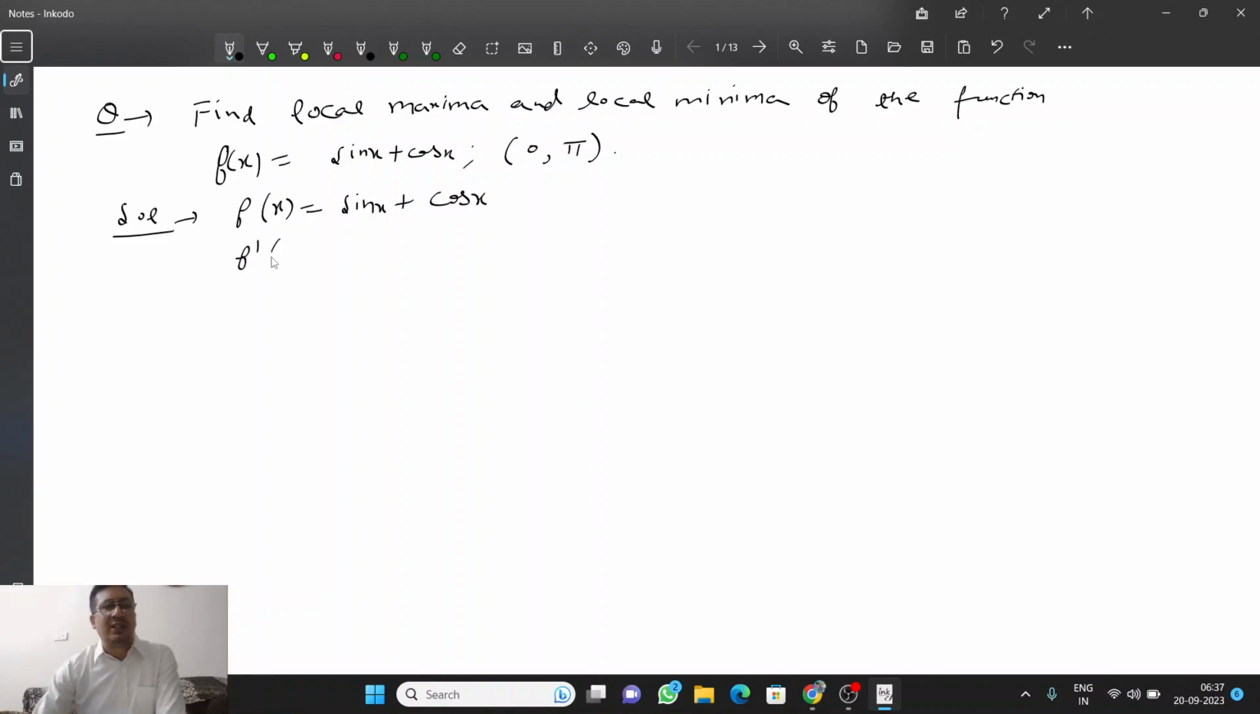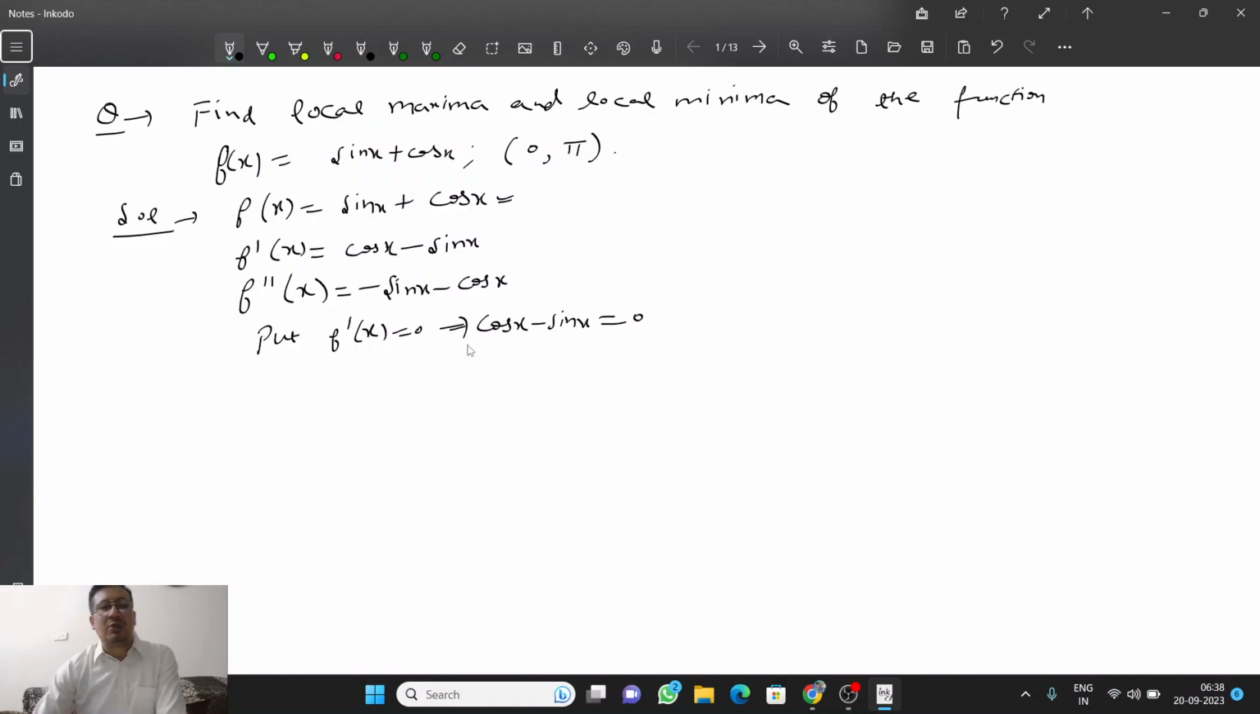We need to first find the derivative of the function. It is sin x plus cos x; the derivative of sin x is cos x, and the derivative of cos x is minus sin x. We again find another derivative, that is the second derivative. The derivative of cos x is minus sin x, and the derivative of minus sin x is minus cos x. As its name mentions, in the second derivative test we have to differentiate the given function two times. So put the single derivative equal to 0. The single derivative is cos x minus sin x, equal to 0.